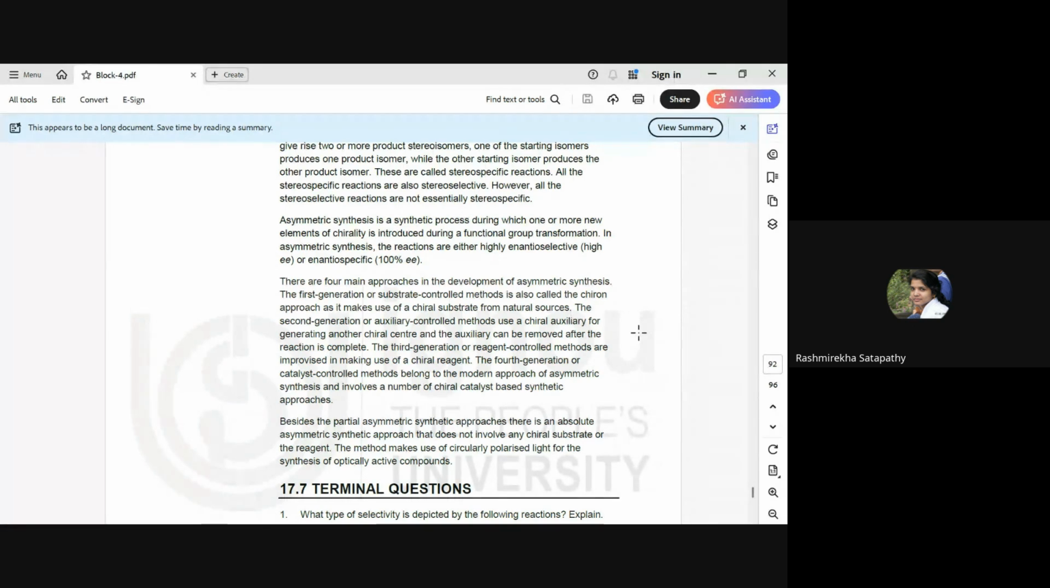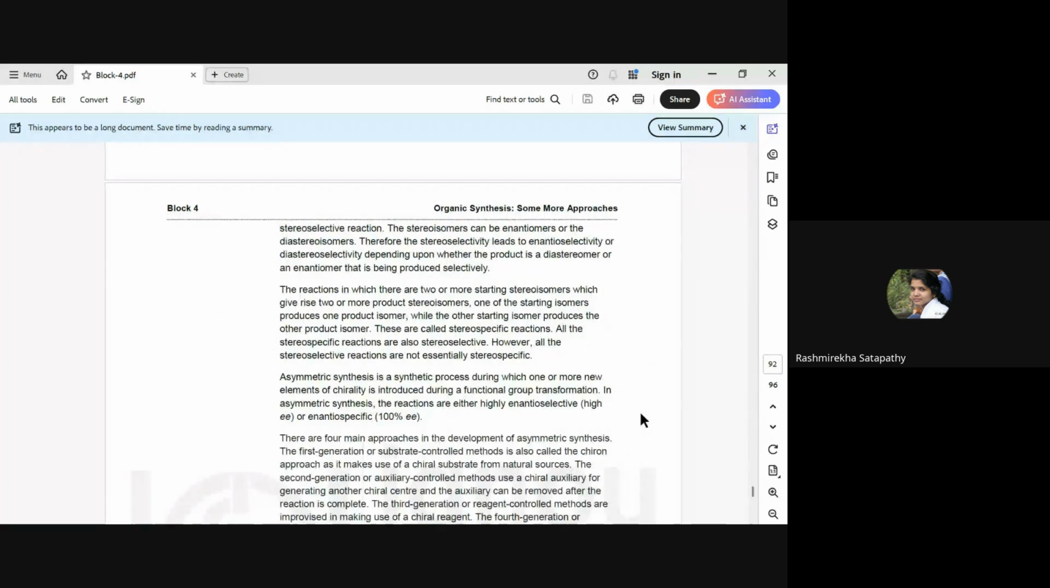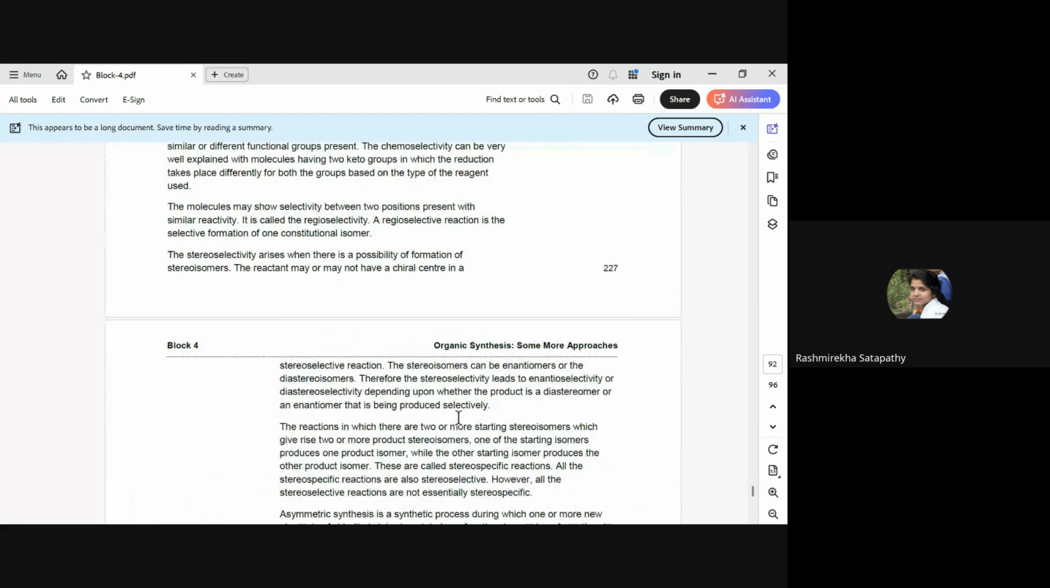Besides the partial asymmetric synthesis approach, there is an absolute asymmetric synthetic approach that does not involve any chiral substrate or reagent. In a reaction with two or more starting isomers giving rise to two or more product stereoisomers, one starting isomer produces one product isomer while the other starting isomer produces the other product isomer. These are called stereospecific reactions. All stereospecific reactions are stereoselective. However, all stereoselective reactions are not necessarily stereospecific.